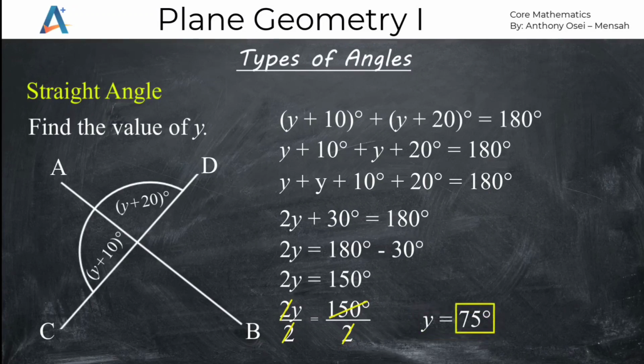When you add 75 to 10, you end up getting 85 here. Then when you add 75 to 20, you end up getting 95. Now 85 plus 95 will be 180. So that confirms that that is the answer. Let's go to the next type of angle.